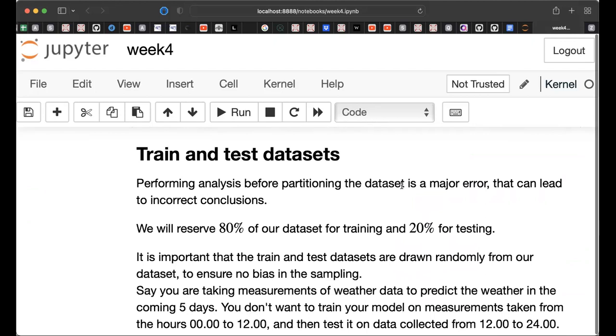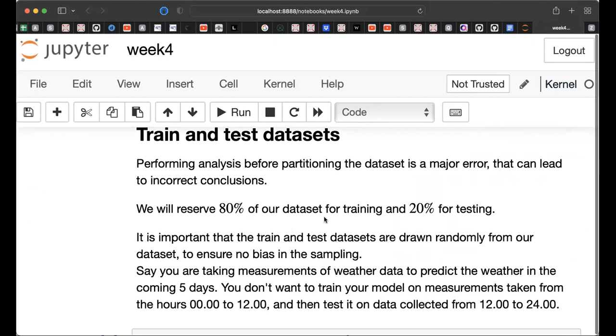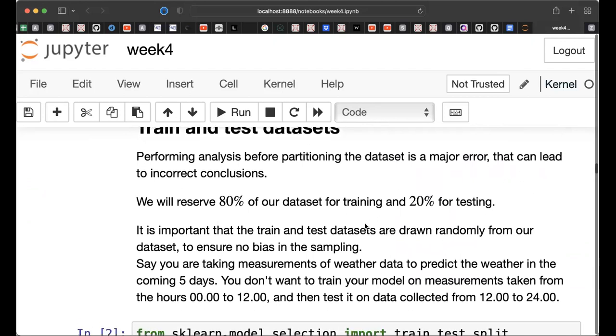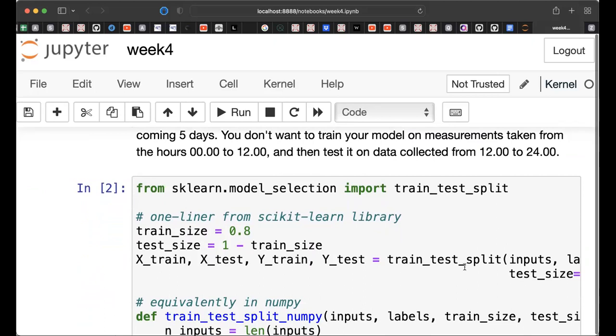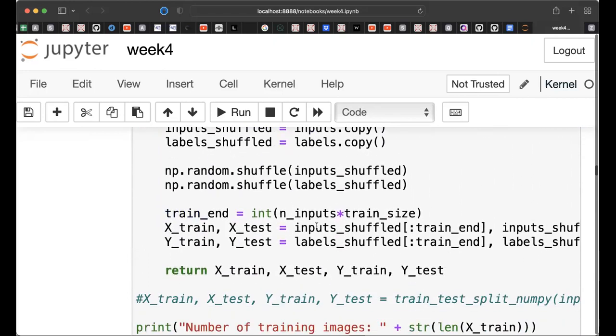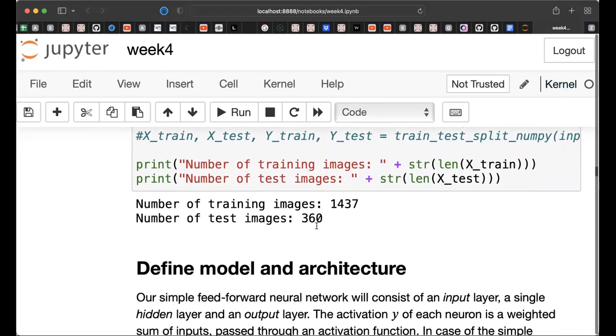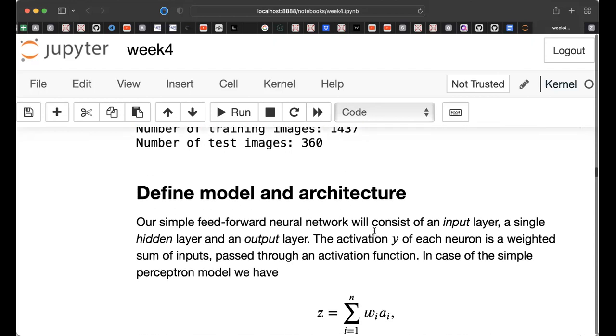Then, as usual, we split the data into train and test. And a pretty common splitting is 80% for training and 20% for testing. So we would basically use the train test split functionality, which you have with Scikit-learn. And this is what is done here. So the train size is 80%. And then there is an example here where you could actually write your own program. So feel free to do that. I have just run through this. So this contains now 1,437 training data and 360 test images.